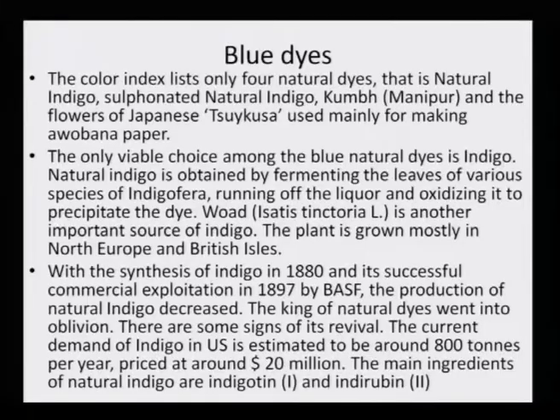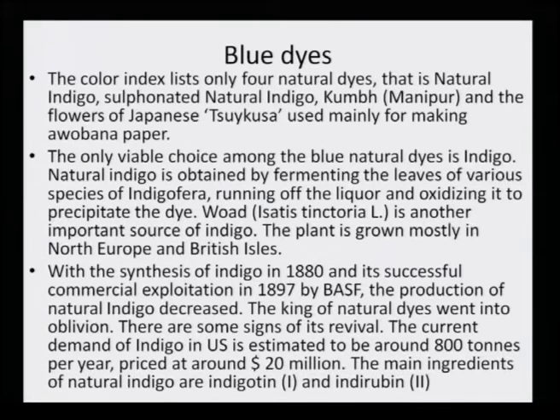Woad, which is Isatis tinctoria, is another important source of indigo. The plant is grown mostly in North Europe and the British Isles. With the synthesis of indigo in 1880 and its successful commercial exploitation in 1897 by BASF, a big chemical dye company, the production of natural dye decreased. The king of natural dyes went into oblivion. There are some signs of its revival.